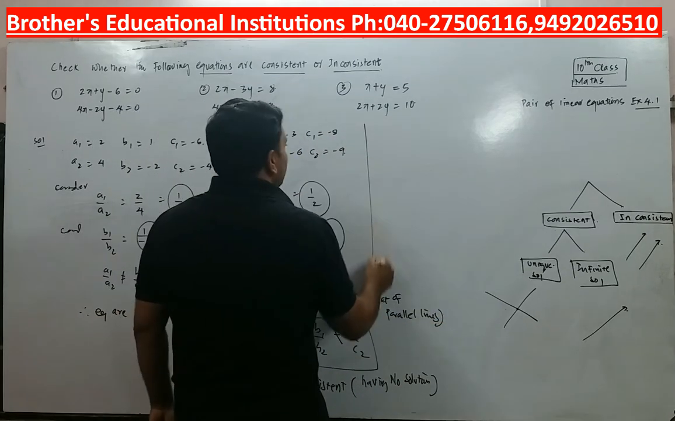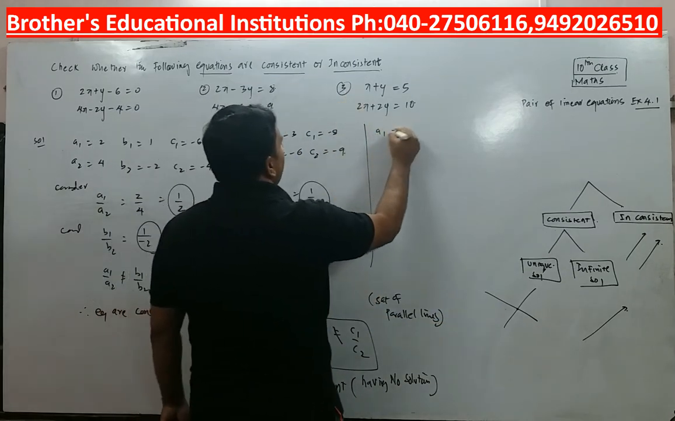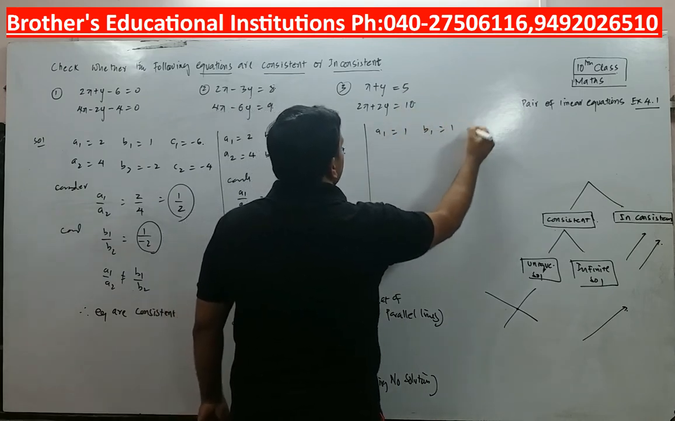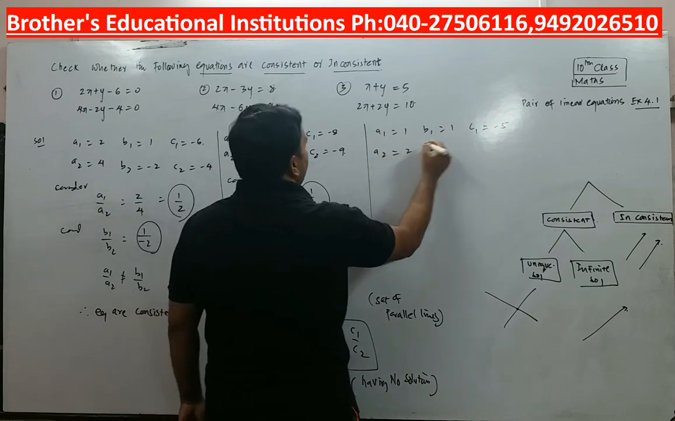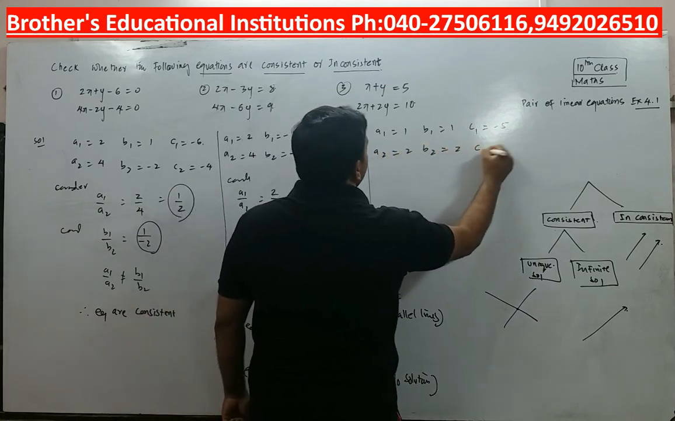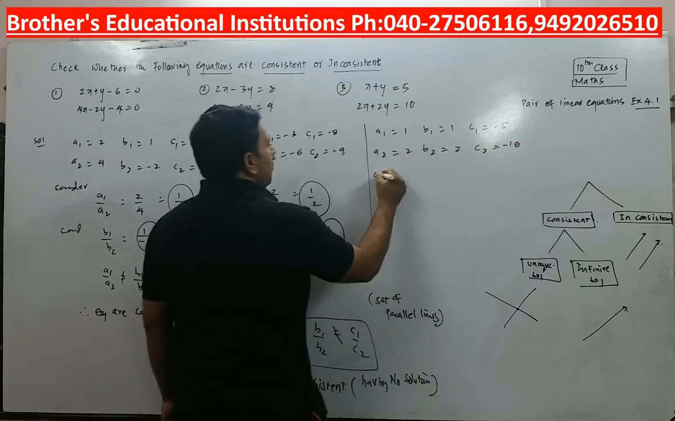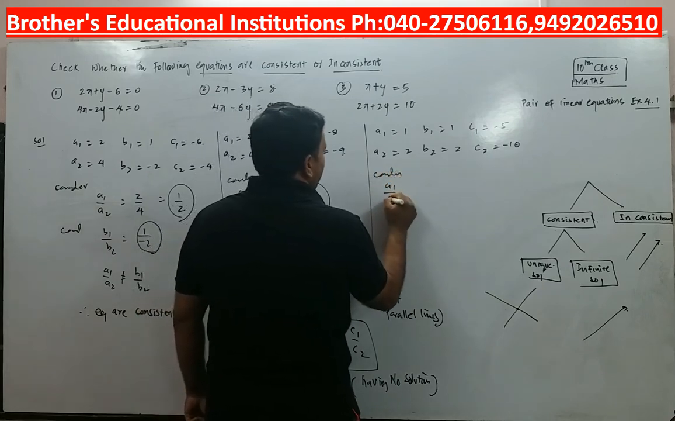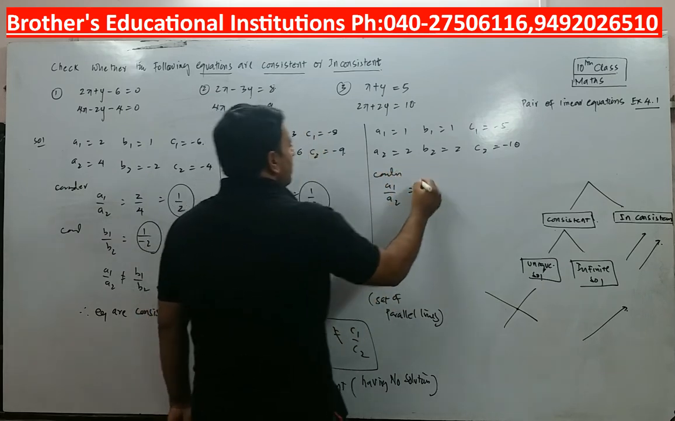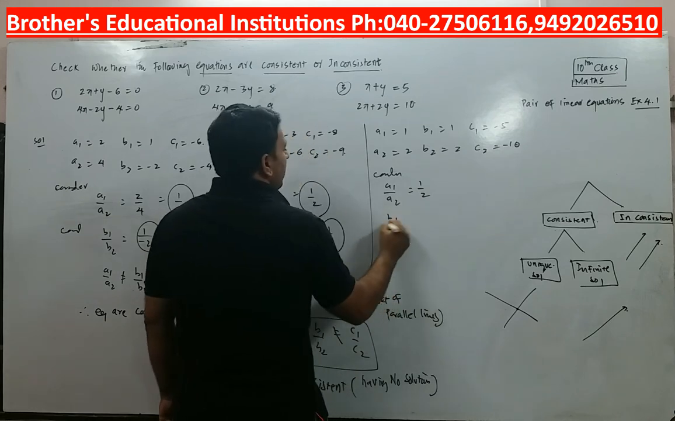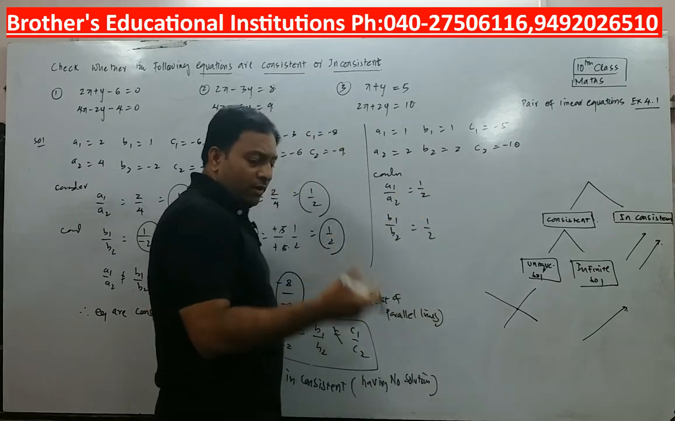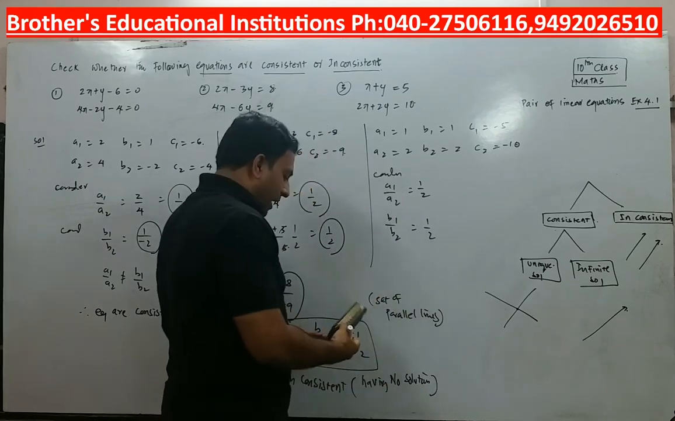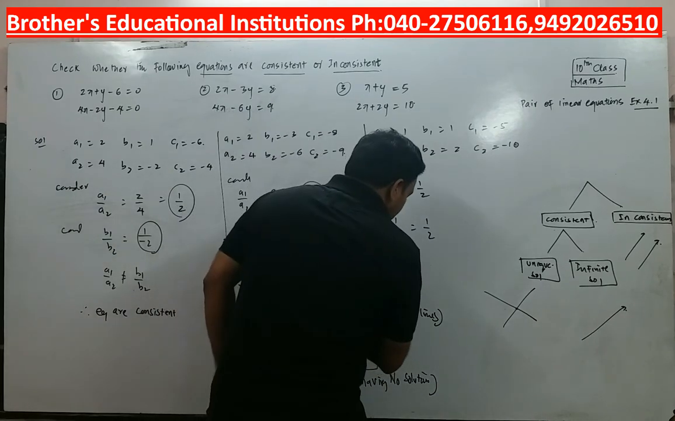Now let us go with the third category. What is a1 value? a1 value is 1, b1 value is 1, c1 value is equal to minus 5. What is a2 value? a2 value 2, b2 value 2, c2 value is equal to minus 10. Now consider a1 by a2. What is a1 by a2? 1 by 2. b1 by b2. What is b1 by b2? 1 by 2. So when two things are equal, you have to always verify for the third thing as well. Right? You have to verify for the third thing as well.